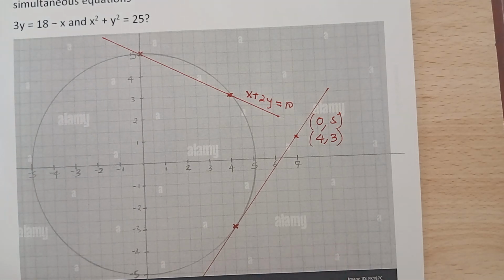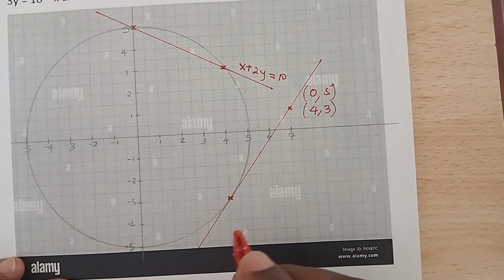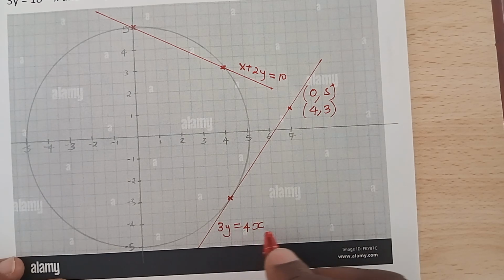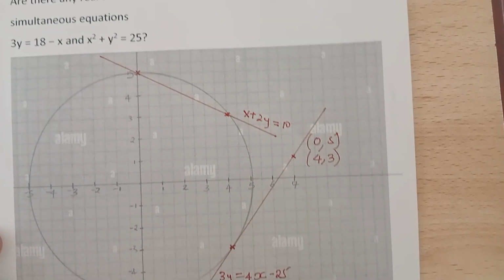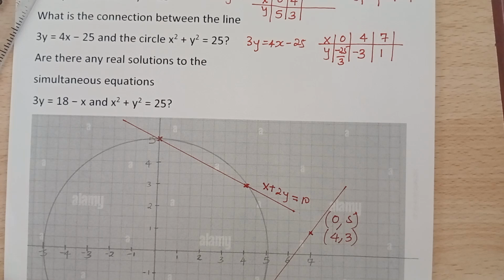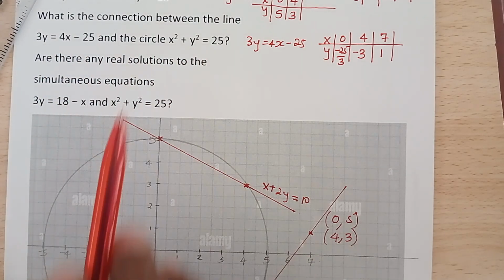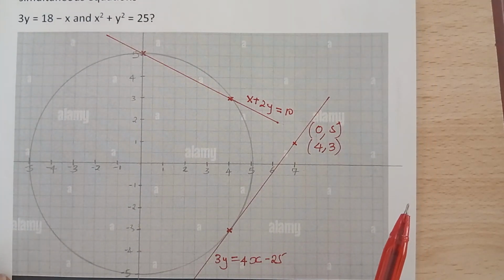This is the graph of, let us give it a name, 3y is equal to 4x minus 25. The question is, what is the connection between this line and the circle? And you can see the connection is that this line is a tangent to the circle.